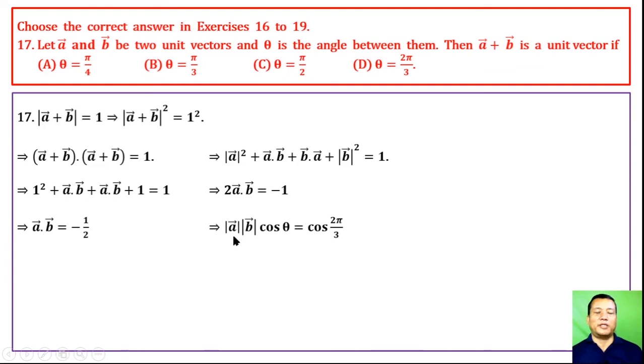A dot B is magnitude of A into magnitude of B cos theta, which is equal to cos of 120 degrees, that is twice pi by 3. Magnitude of A is 1, magnitude of B is 1, and cos theta is minus half, which is 120 degrees. So theta can take twice pi by 3. Correct option is D.